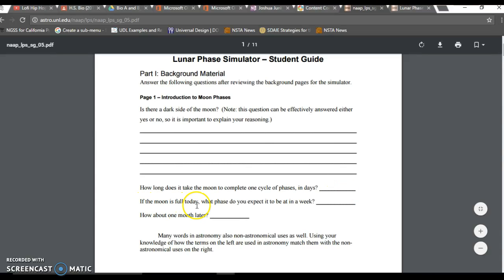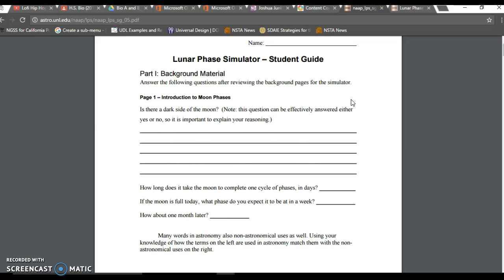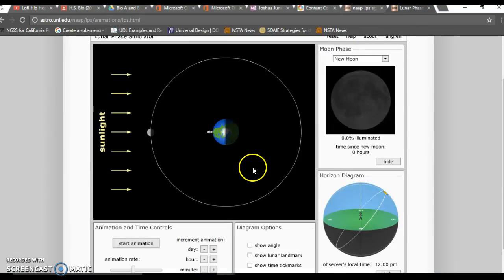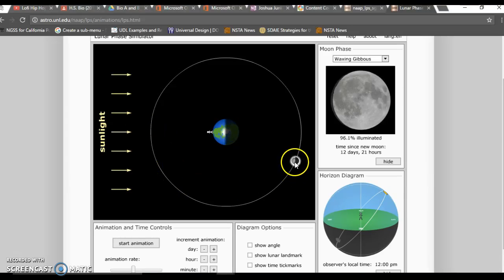If the moon is full today, what phase do you expect it to be at in a week? So when it is full, what would it look like a week from it being full? You go to the phase and do whatever you got to do to make it look full, and you can see, boom, it's full there. A week is 7 days, so once you get it looking like a full moon, you then have to let 7 days go by. So you got to get to day 20. So 14, 15, 16, 17, 18, 19, 20.